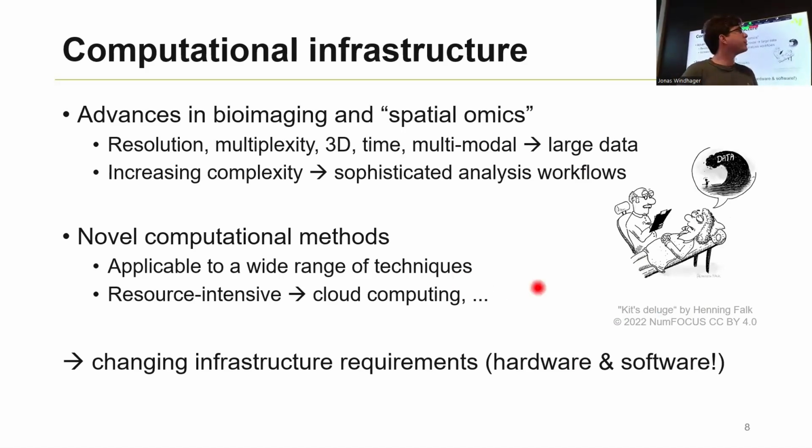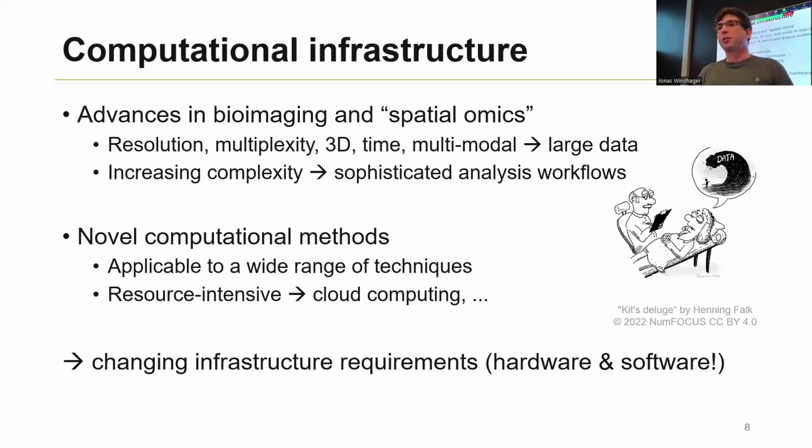So we've seen there are a lot of advances in bioimaging and then spatial omics techniques. A lot of these variables change. So you have multimodal imaging, 3D, time, high multiplexity, etc. That all leads to larger and larger data, so really large data sets in the terabyte range sometimes. And not only that, it also leads to complex data.